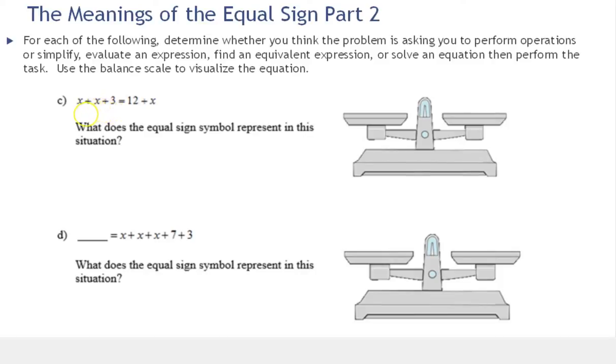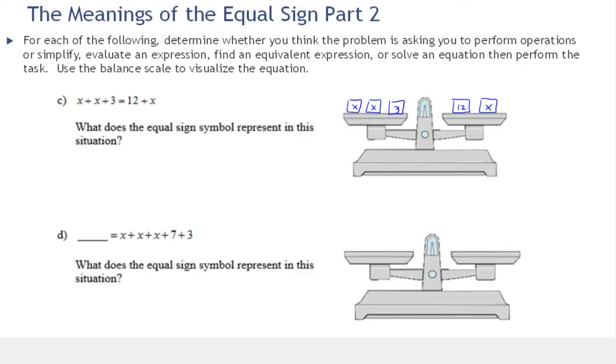Now, here we have two expressions. We have more than one x on each side. Let's take a look at this. So here, we're told that these are equal. So I can just put these. I have 2 x's and a 3 on the left-hand side, and a 12 and an x on the right-hand side.